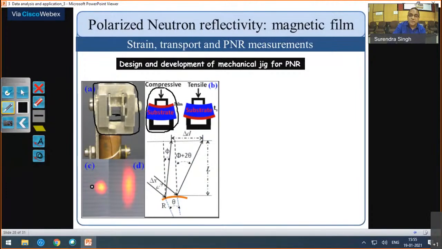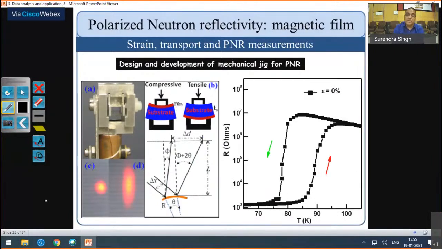Because if you see here, this is the laser beam reflected from the film when there is no bending. But when we bend the sample and reflect the laser beam from it, you can see there is a spread in this beam. From this, we can get the radius of curvature and the kind of strain we have applied on the thin film.